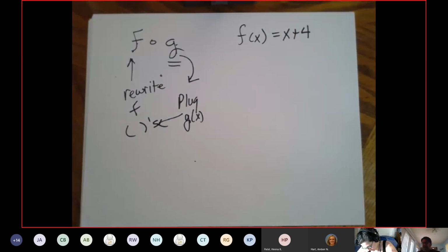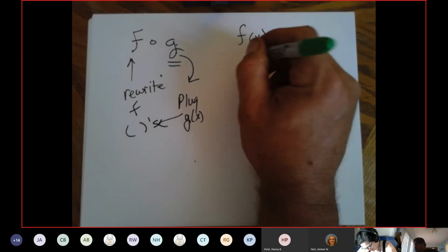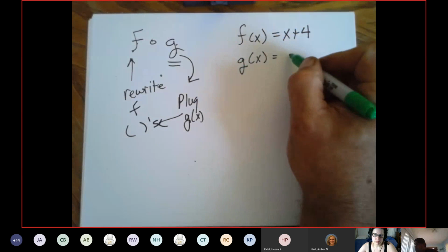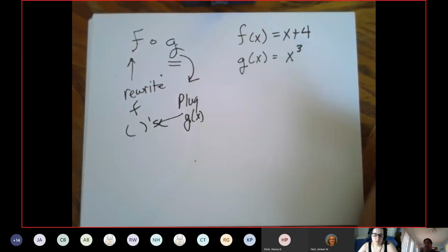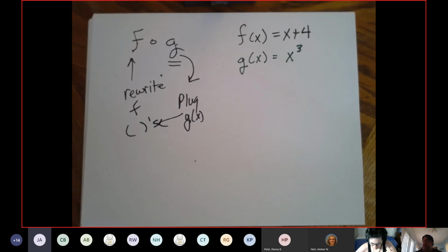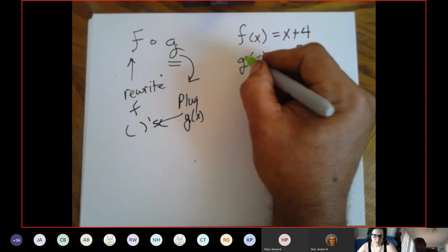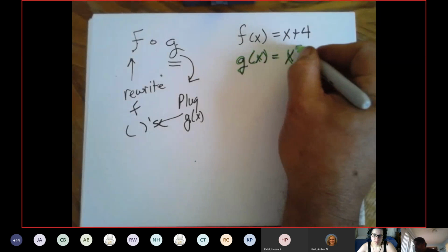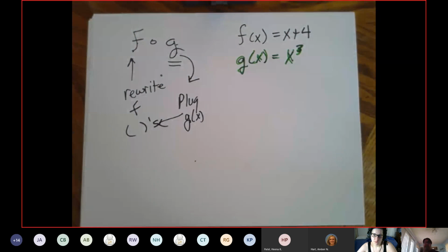And g of x, I'm going to use animation here. I'm going to impress y'all. G of x is equal to x to the 3rd power. That's supposed to be green. You can't even tell it. Sucks. That's supposed to be green. I'm sorry. G of x is equal to x to the 3rd. That makes it worse.